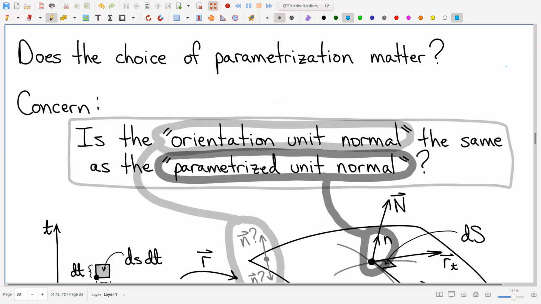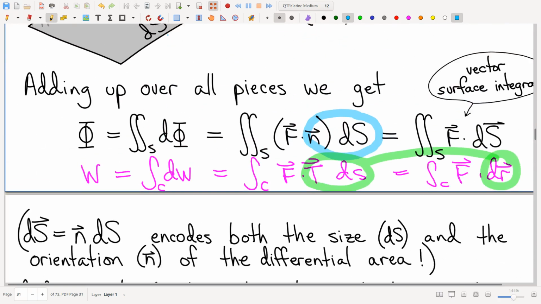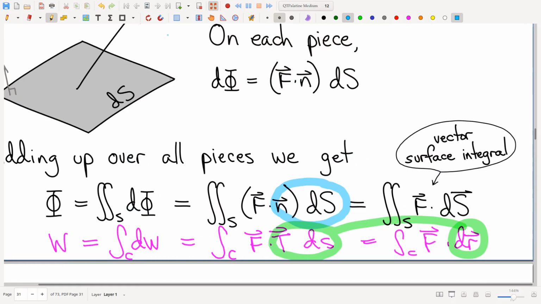Whoa, sorry, what happened there? I navigated wrong. Okay, yeah, here we go. I don't know what happened there.